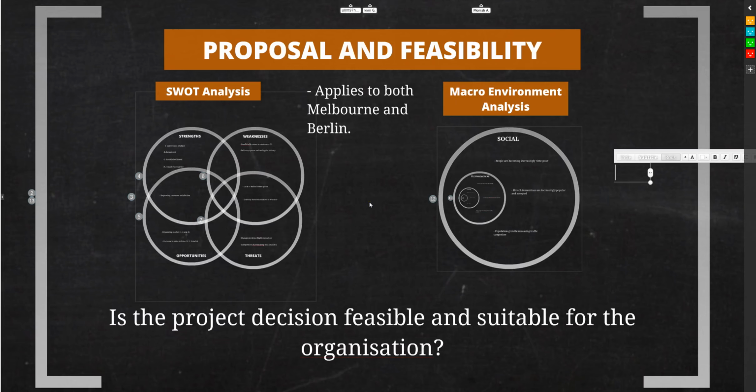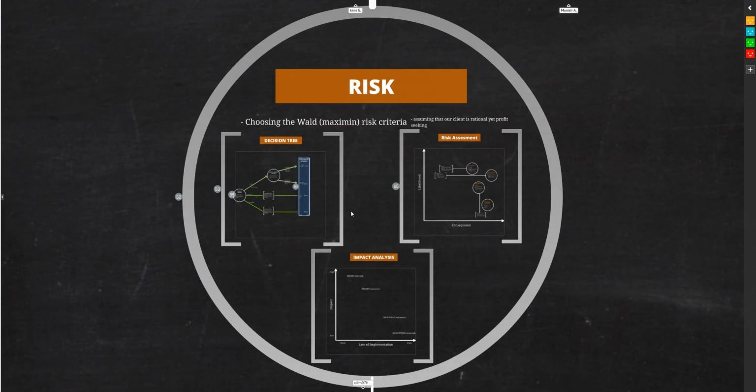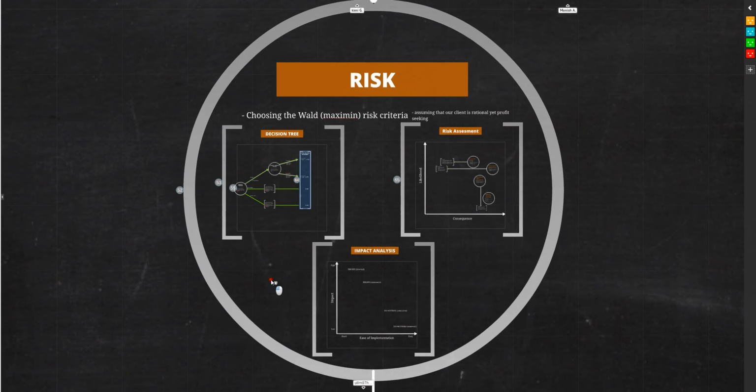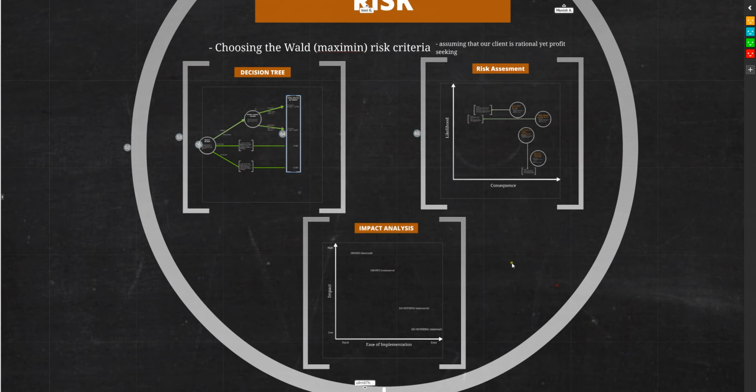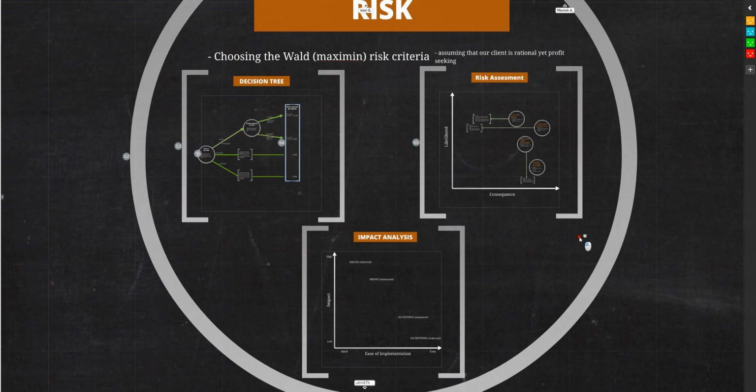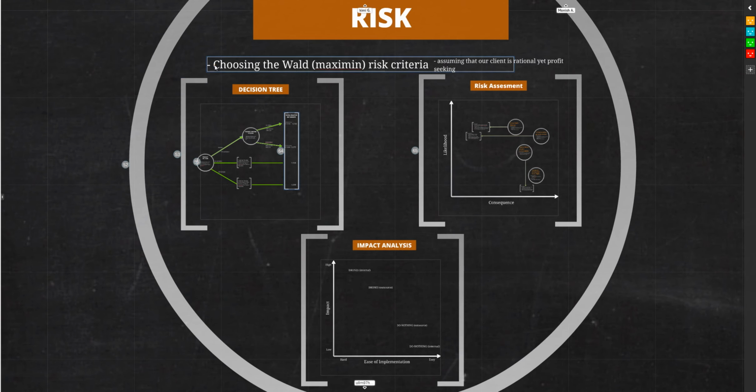This leads me into the next section of my presentation, which is the risk section. So in this section, we want to look at a couple of different things. We want to look at the decision tree, a risk assessment, and also an impact analysis of the decisions we've made. For this risk assessment, we're assuming that you are a WALD, a maximum risk criteria, which assumes that the client is rational yet profit seeking, which you obviously are, because otherwise you wouldn't be in business.